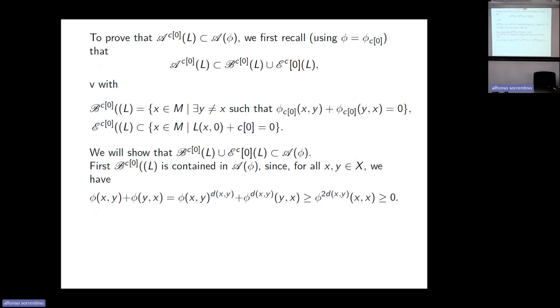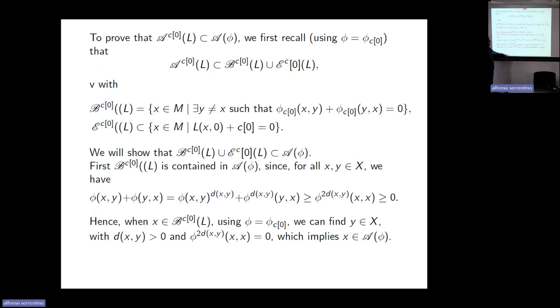Okay, why is BC0L contained in Fi? Because if we take any x, y in X, we write phi(y,x) plus phi(x,y) plus phi(y,x). Well, phi(y,x) is phi of x, t(x,y). If we take eta up to the distance from x to y, the phi eta does not change, as we have seen in one of the first lectures. And same thing, it's also phi of t(x,y), y, x, so it's larger than phi 2t(x,y), x, x by the triangular inequality. Okay.